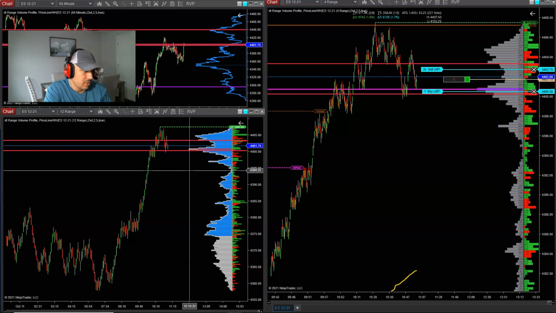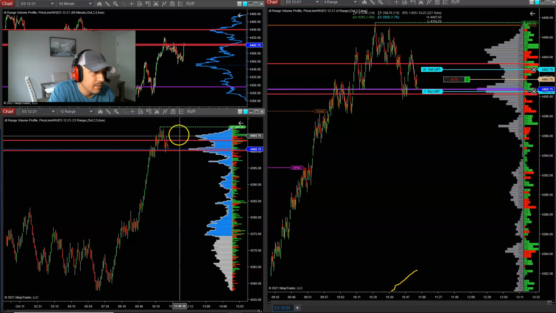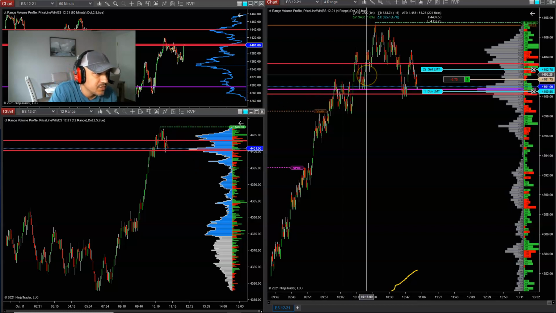Trading the point of control, around the point of control. This is a pullback to a micro swing level, and I highly recommend you guys not trade around the point of control. It is a dangerous area to trade.